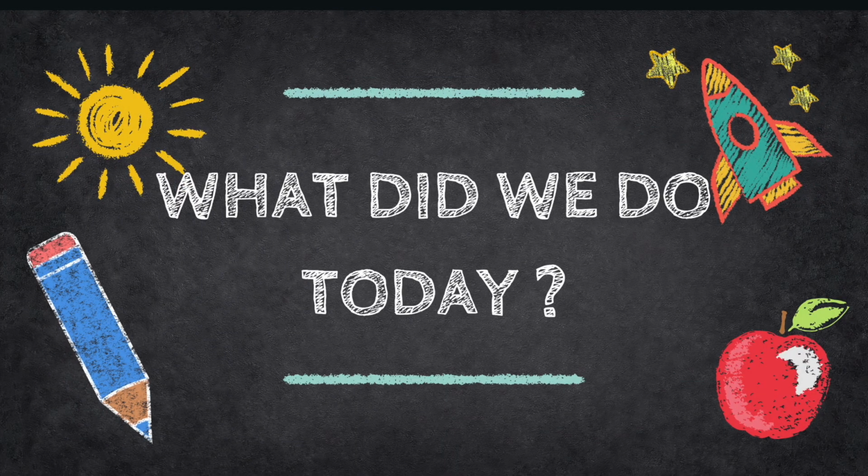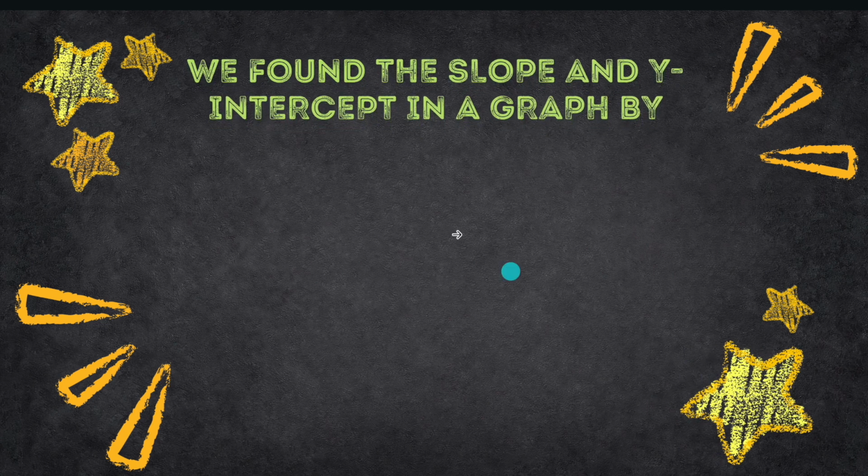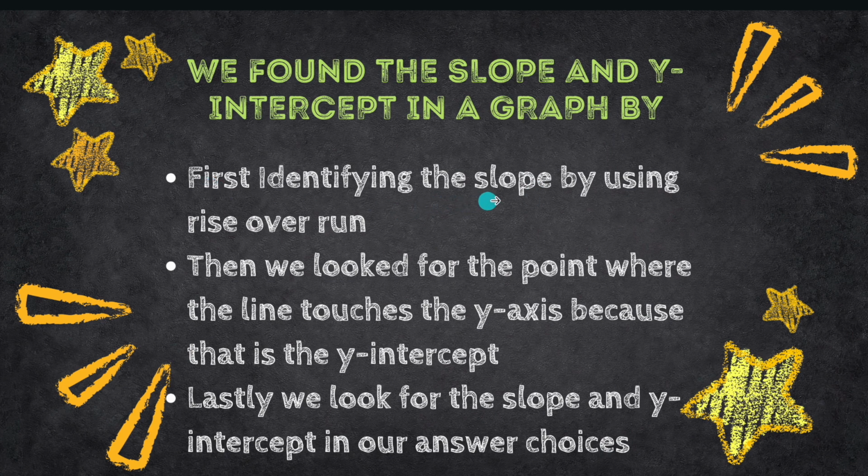What did we do today? Today, we found the slope and y-intercept in a graph by first, identifying the slope by using rise over run. Then, we look for the point where the line touches the y-axis because that is the y-intercept. Lastly, we look for the slope and y-intercept in our answer choices.